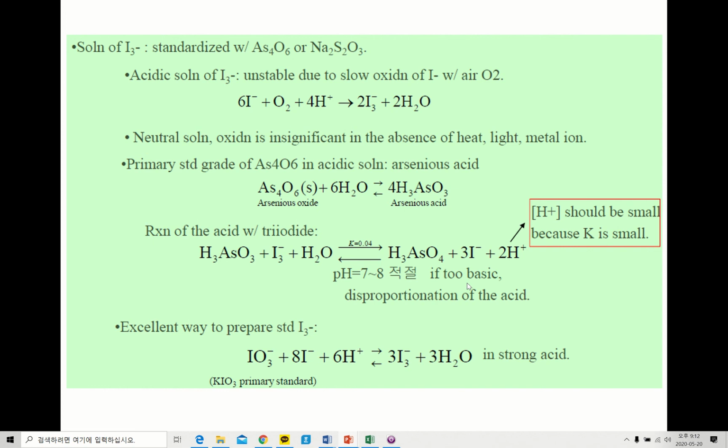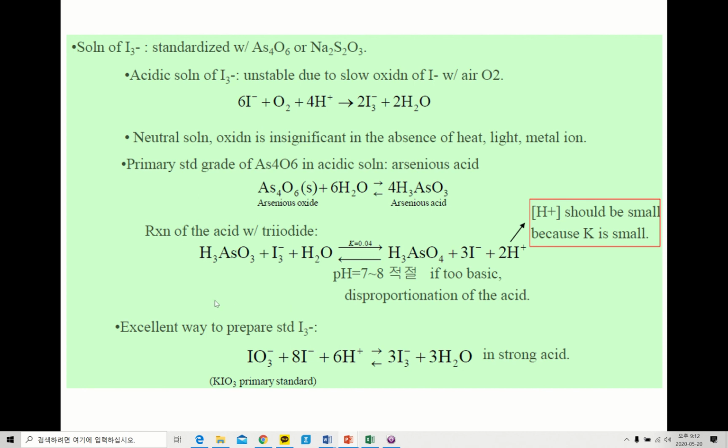If too basic, disproportionation of the iodine occurs. The proton concentration should be kept small because K is small. So pH 7 to 8 is optimal.